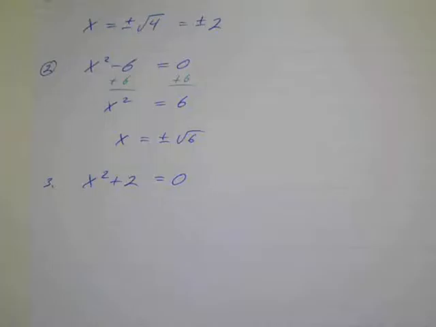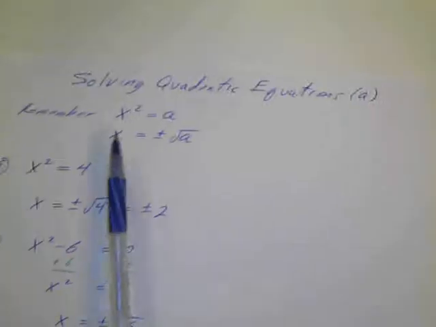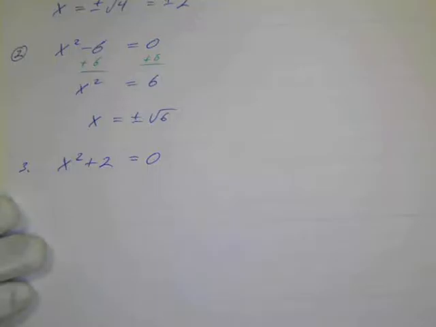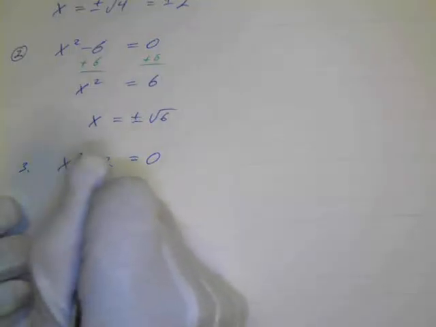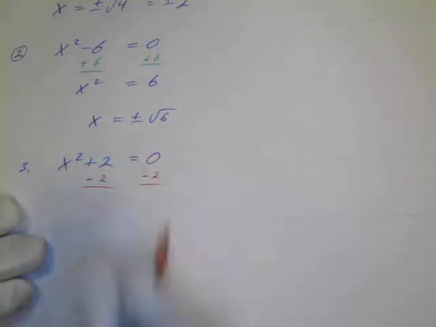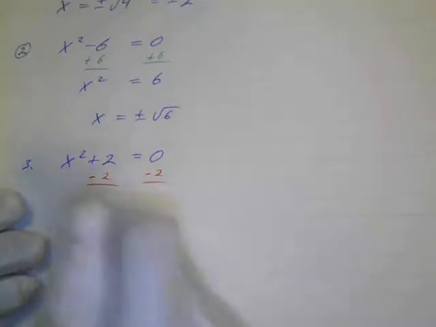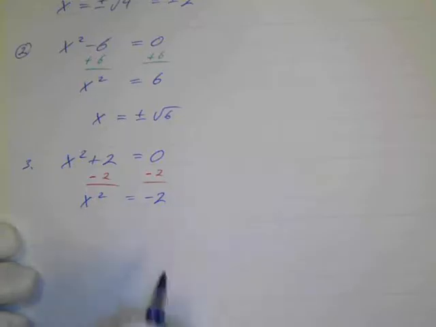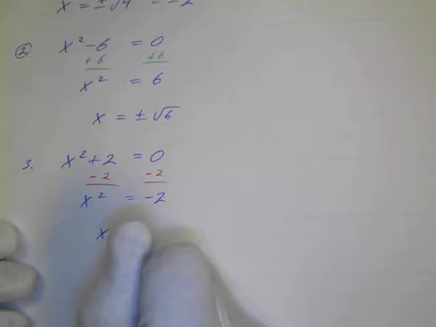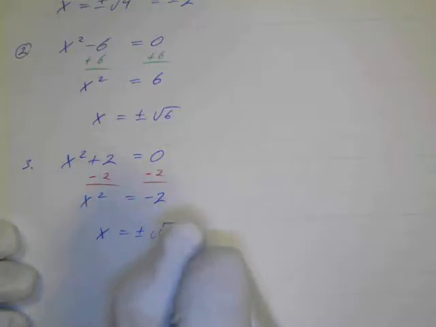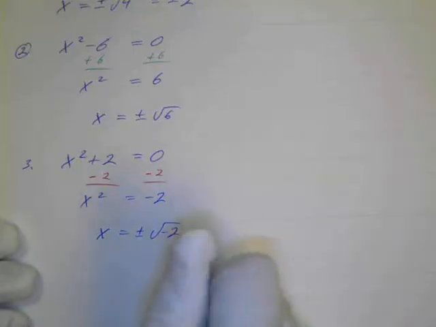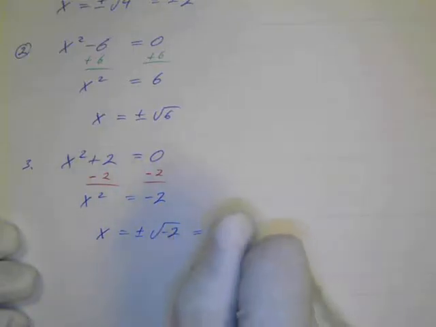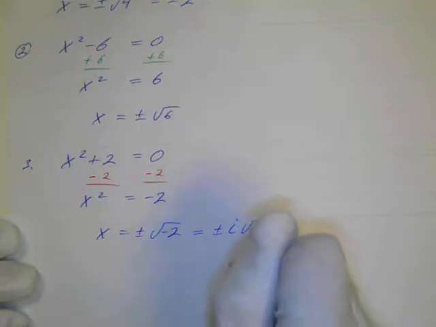We'll have to simplify it first, so we want to get this x squared all by itself. Okay? So I'll subtract 2 from both sides. And I get x squared equals negative 2. And remember, if x squared equals negative 2, I know from my rule, x equals plus or minus the square root of negative 2. But remember, if we've got a negative under the radical, we take that out as i. So that means that x is going to equal plus or minus i times the square root of 2.